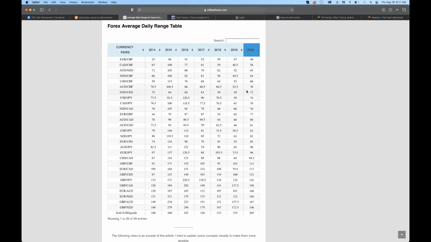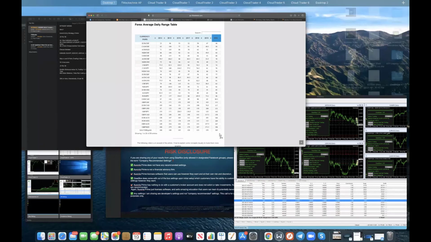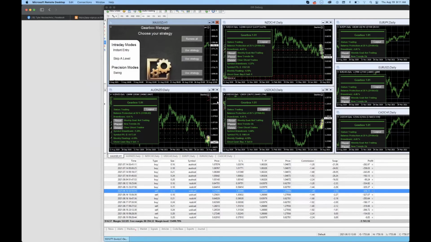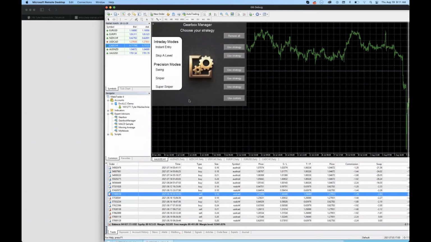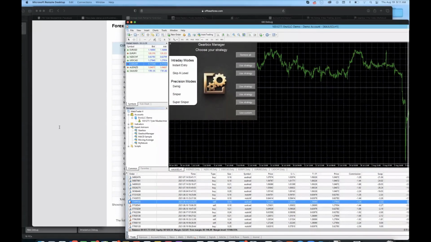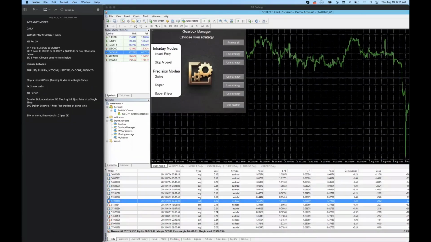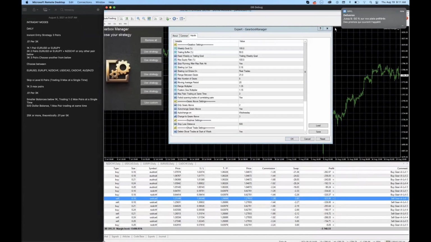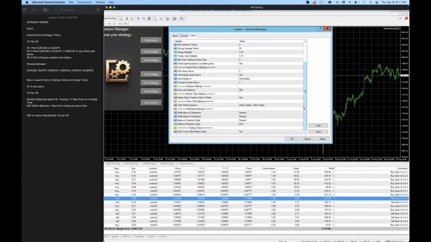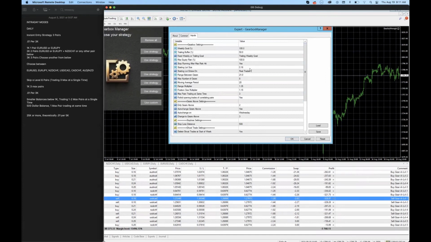Now, how you can go ahead and set it up is really simple. You just open up the currency pairs per the strategy and the settings that you're planning on using, right? They're right here to the left. And then once you have those settings input and you have all the charts open, you're just going to go into your GearBox manager, make sure that you have gone ahead and put the settings in that you want. In this case, it's an $84,000 balance at a 0.03.